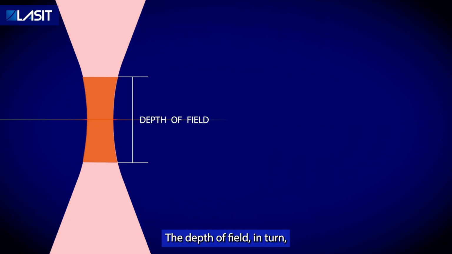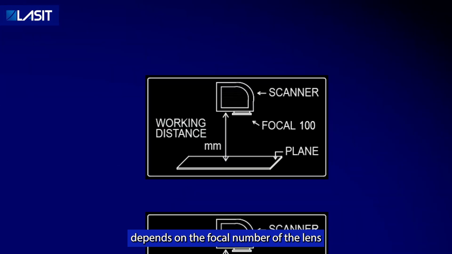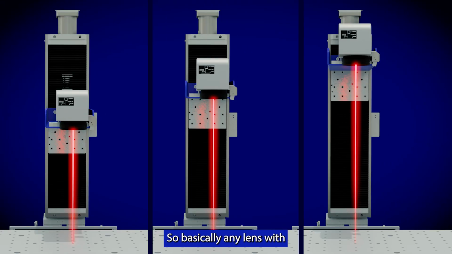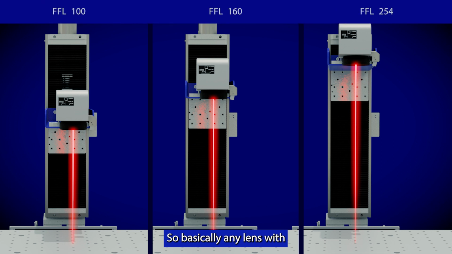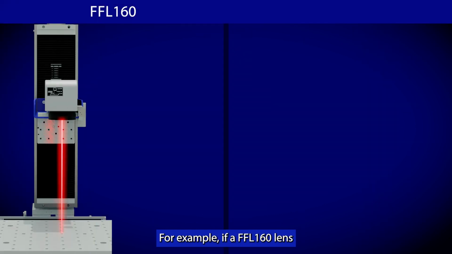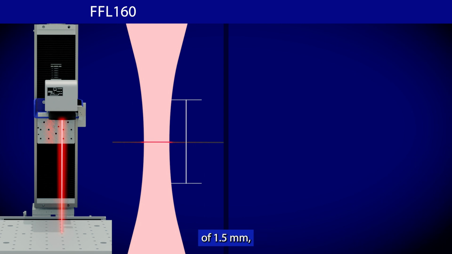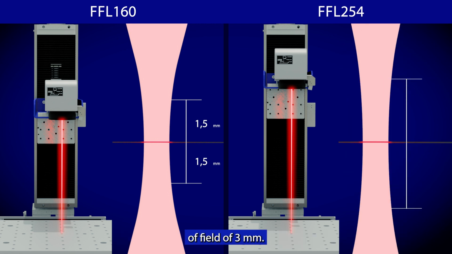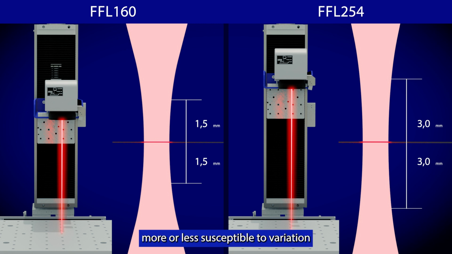The depth of field, in turn, depends on the focal number of the lens, as well as the starting laser beam itself. So basically, any lens with a different focal length has a different depth of field. For example, if an f160 lens has a depth of field of 1.5 millimeters, an FFL254 focal length lens will have a depth of field of 3 millimeters. These are illustrative values, more or less susceptible to variation, with the material to be marked.